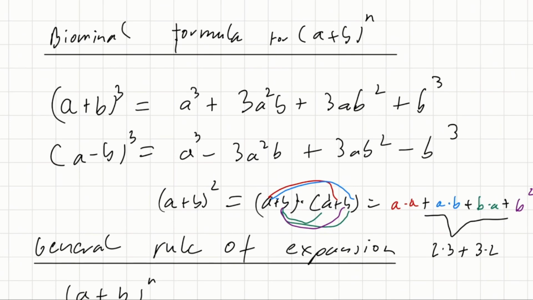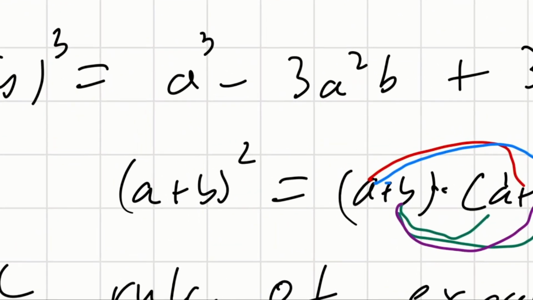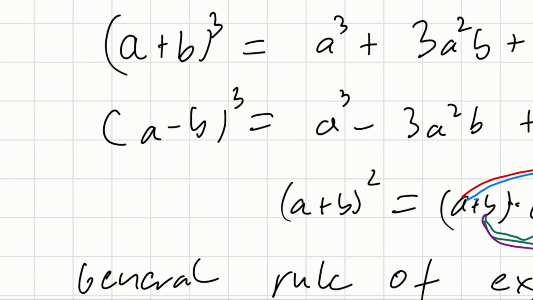So let's start with the binomial formula for a plus b cubed. This simplifies to a cubed plus 3a squared b plus 3ab squared plus b cubed. So there are two ways. The first way is to remember this formula, or the second way is to understand why this is true. Let's have a look at a plus b squared again and try to understand why a plus b squared is a squared plus 2ab plus b squared.